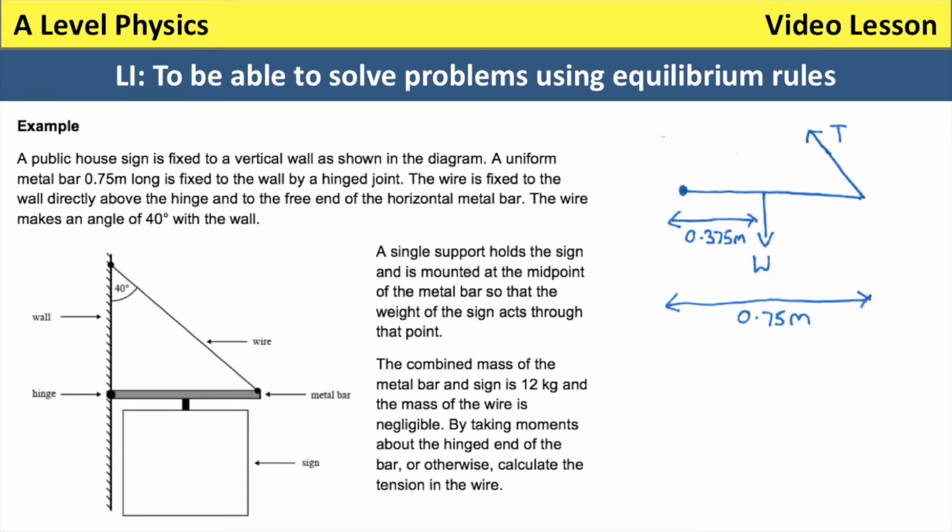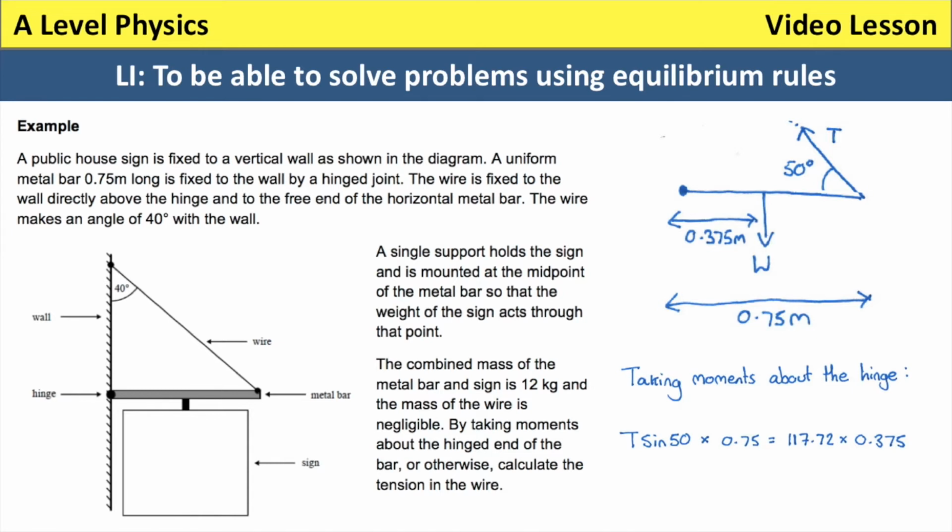Now I can also work out the angle that the tension makes to the metal bar, because as you can see the wire is actually making a right angle triangle with the metal bar and the wall. Now we've got an angle labelled as 40 degrees, so the angle that the tension makes to the metal bar must be 50 degrees because the angles in a triangle add up to 180 degrees.